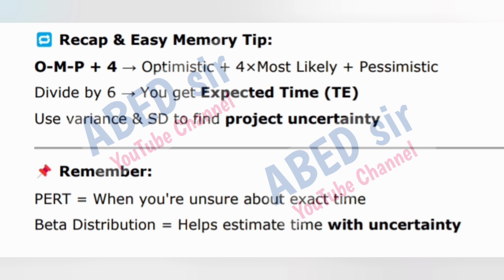Recap and easy memory tip. TO plus 4 times TM plus TP, where TO is optimistic, TM is most likely, and TP is pessimistic. Divide by 6, you get expected time, T. Use variance and SD to find project uncertainty. Remember, beta distribution is used when you are unsure about exact time. Beta distribution helps estimate time with uncertainty.